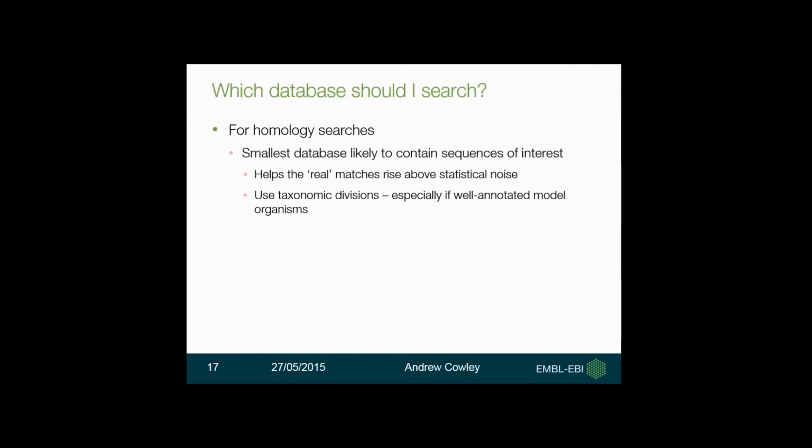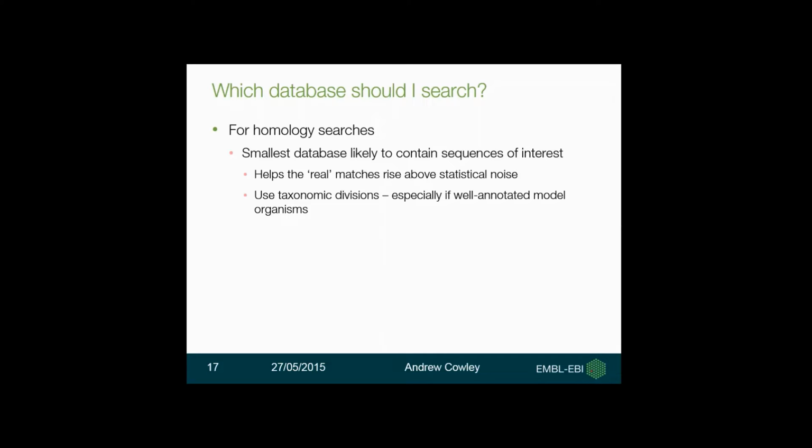Next question perhaps, which databases should I search? Well, for homology searches, which is the most common kind of searches, my recommendation would be to search the smallest database that you can. So if there's a database which contains your sequence of interest or is likely to contain the hits of interest, go for the smallest one you can find. This helps the real matches to rise above the statistical noise, so you're more likely to find them and you're more likely to be correct in assigning homology to them.